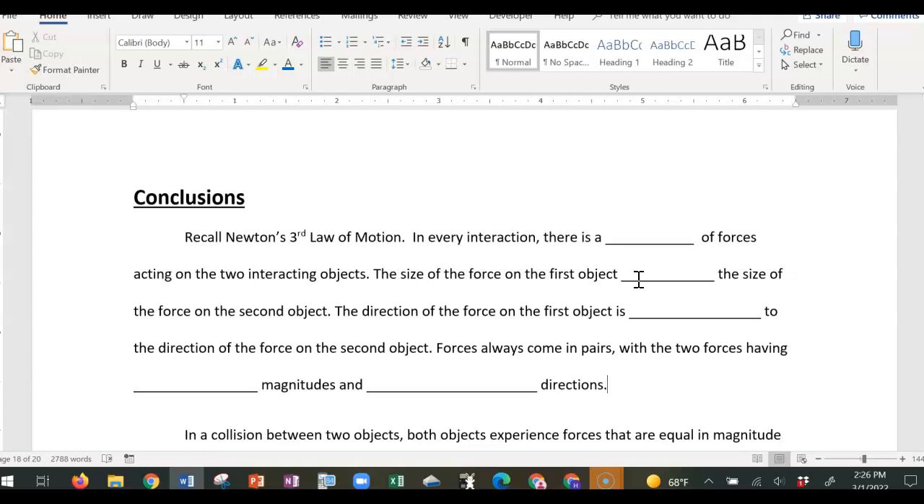So first, it says recall Newton's third law of motion. In every interaction, there is a pair of forces acting on the two interacting objects. The size of the force on the first object equals the size of the force on the second object. The direction of the force on the first object is opposite to the direction of the force on the second object. So in summary, forces always come in pairs, with the two forces having equal magnitudes and opposite directions.